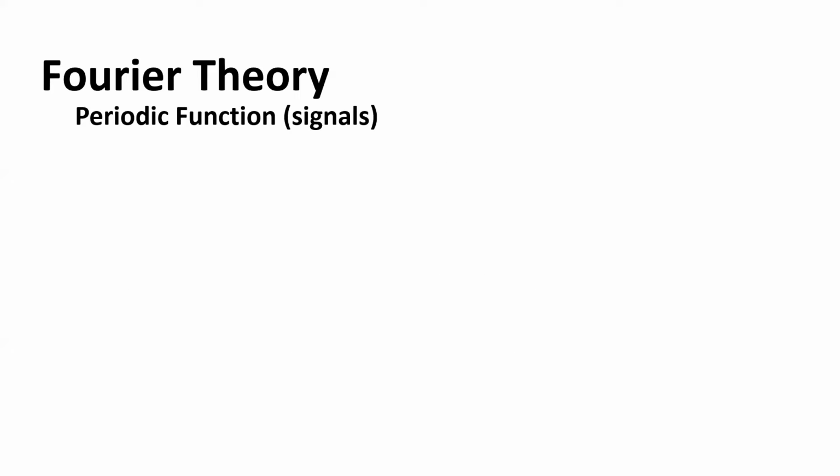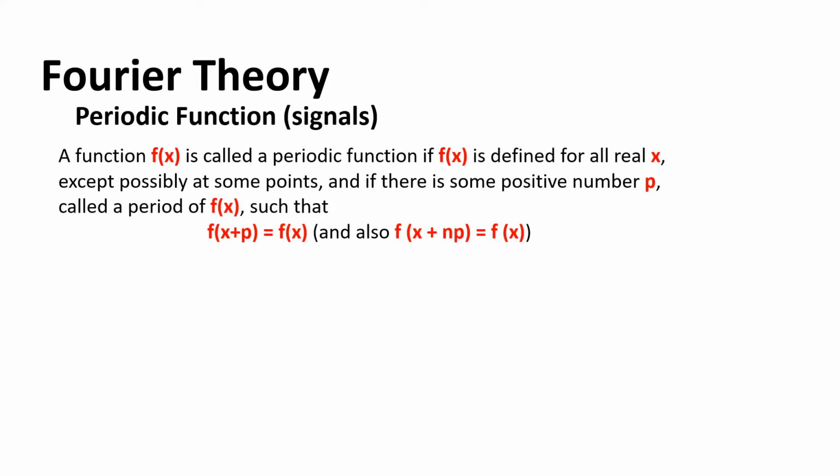So let's define periodic functions. A function f(x) is called a periodic function if f(x) is defined for all real x except possibly at some points, and if there is some positive number p, called a period of f(x), such that f(x + p) is equal to f(x). That is, function f(x) is said to be periodic with period p if f(x + p) is equal to f(x) for all real x, wherever the function is defined.